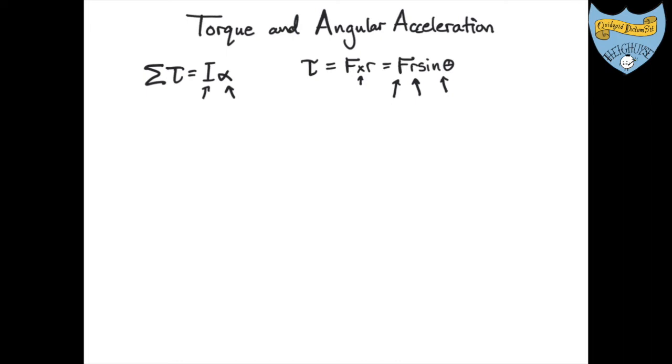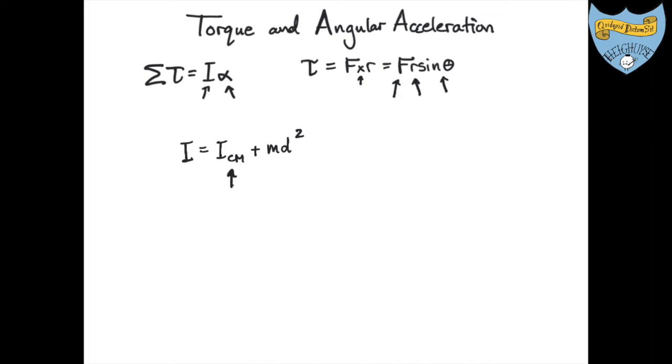The other equation that we're going to use throughout this video is called the parallel axis theorem. This is the one that you use whenever you're trying to find the moment of inertia for an object that is not rotating through its center of mass.